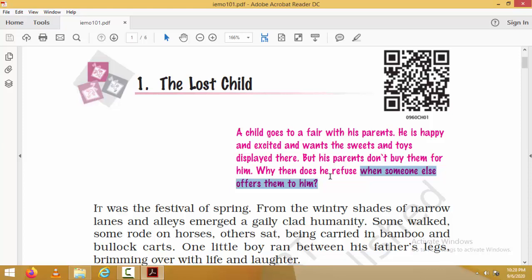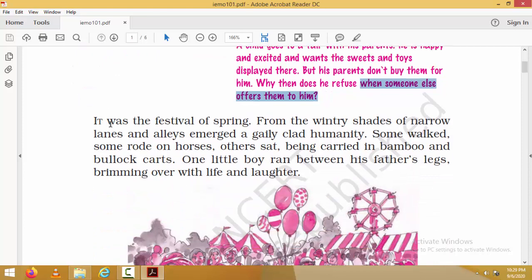When you study this story, we will learn exactly what happened to that boy to change his opinion about buying the sweets and toys. Let's see. It was the festival of spring. During the spring season the festival takes place, so it was the festival of spring.